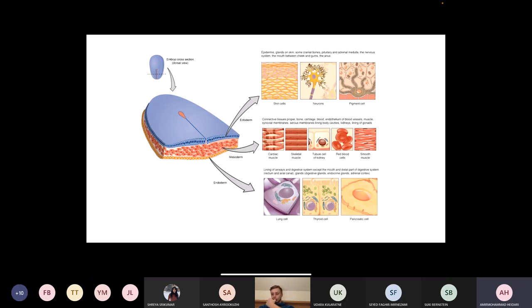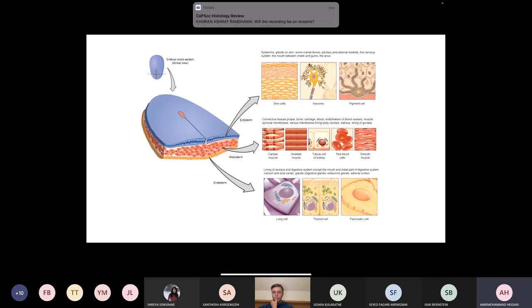from these three layers. So the ectoderm, which is the outside, if you could just imagine the skin is on the outside, you have most of your nerves on the outside, pigment cells such as melanocytes.